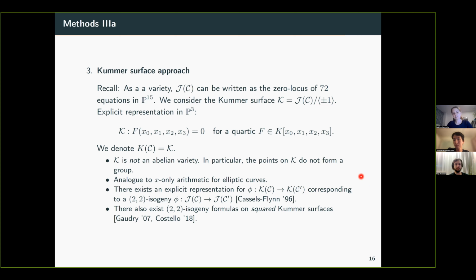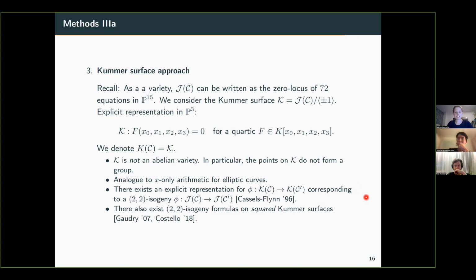And what's interesting for us is that the addition of 2 torsion points still makes sense in the Kummer surface. And therefore, it also makes sense to talk about 2 isogenies. So if we have an isogeny phi from the Jacobian of one curve to the Jacobian of another curve, then this also translates to a map on the Kummer surface of these curves. And there's actually a very nice explicit representation of such isogenies on the Kummer surface, for example, in the book by Cassels and Flynn.